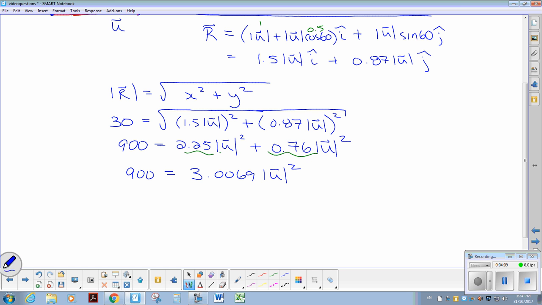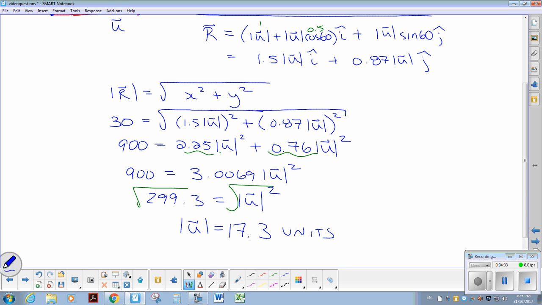900 divided by that coefficient gives us 299.3 equals the magnitude of u squared. And if we take the square root of both sides, that gives us magnitude of u equals 17.3 units. So therefore, vectors u and v have a magnitude of 17.3 units. So there we are.